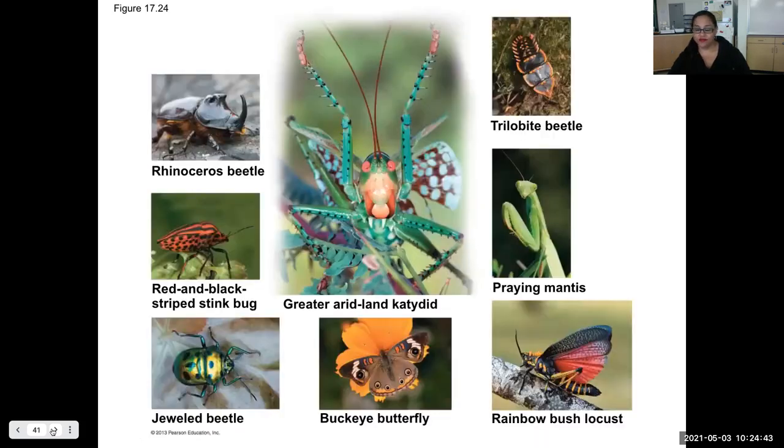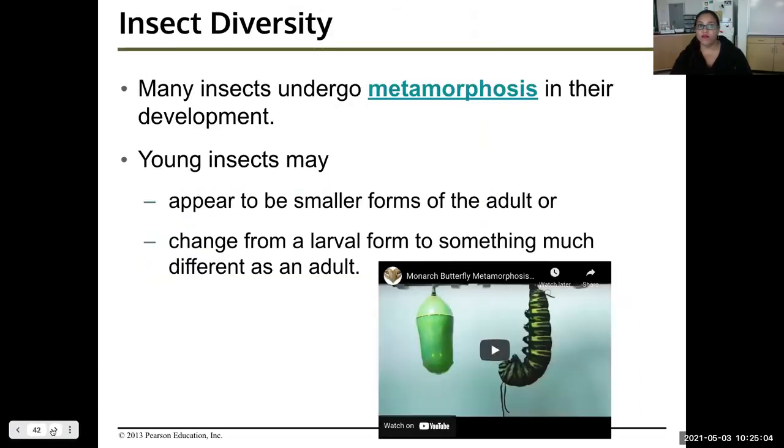And then here's various insects: beetles, stink bugs, butterflies, katydids, praying mantis. These are all different types of insects. They have the same general body plan: head, thorax, abdomen, and then various things that come off of those. Many insects go through a metamorphosis in their development. The typical one that you think of is the caterpillar to the butterfly. Elementary school kids study those, so you should have studied that a little bit in elementary school. Young insects may appear to be smaller forms of the adult or change from a larval form like the caterpillar into the adult, which is the butterfly.